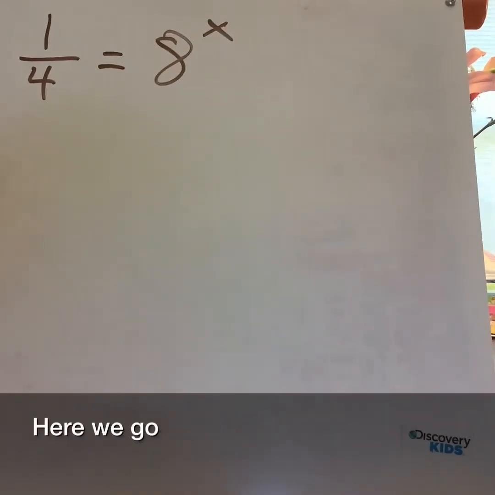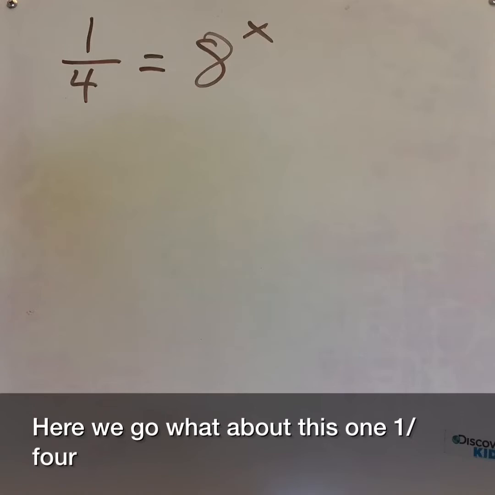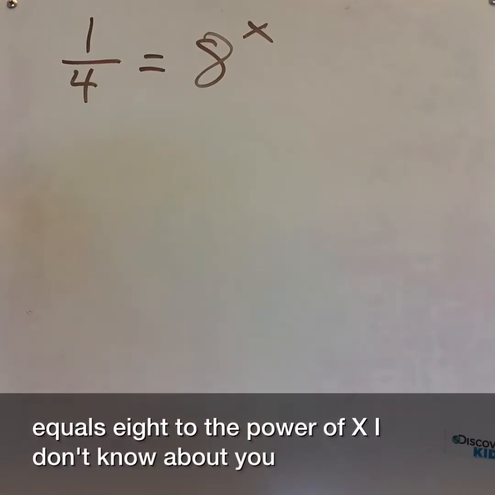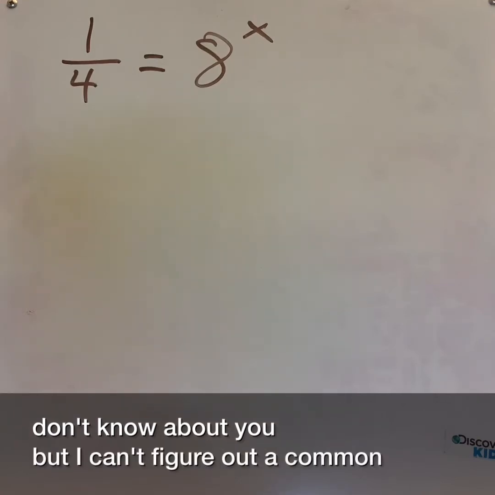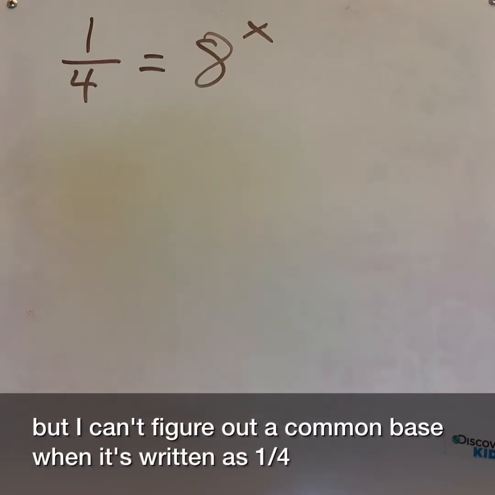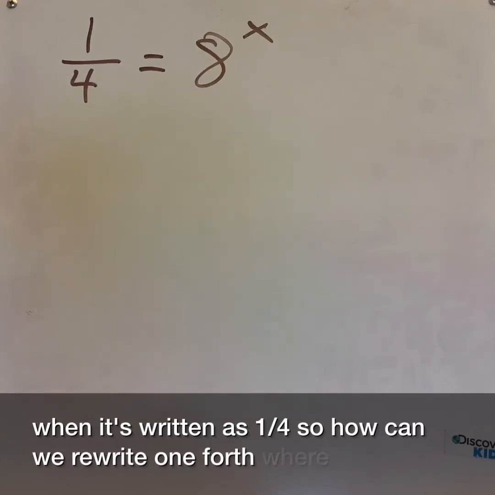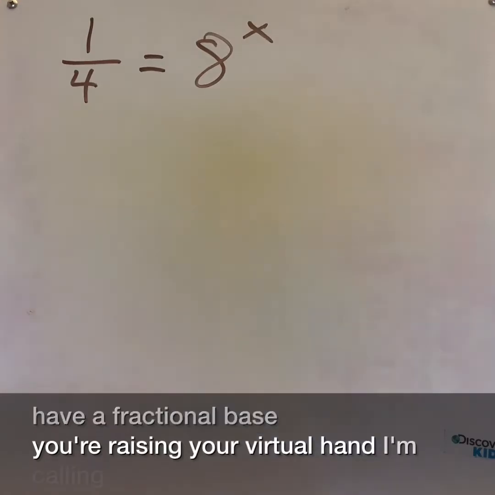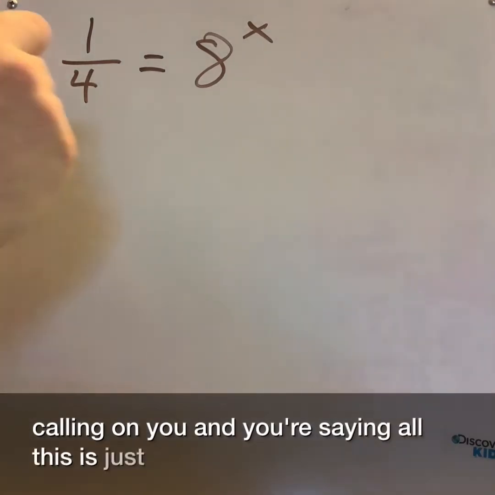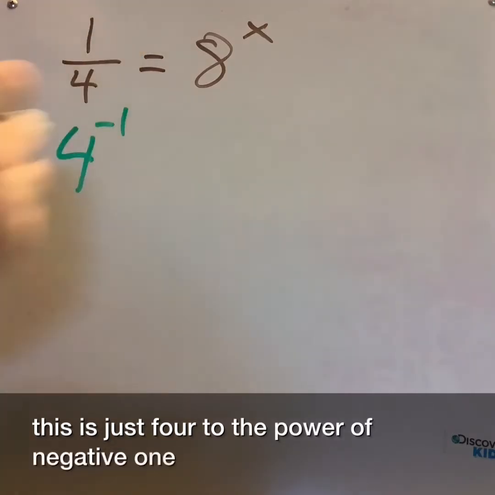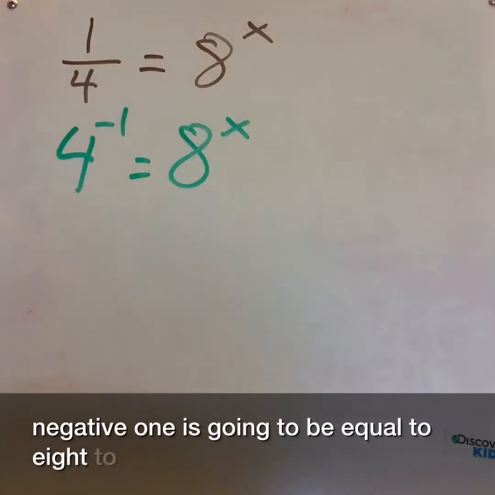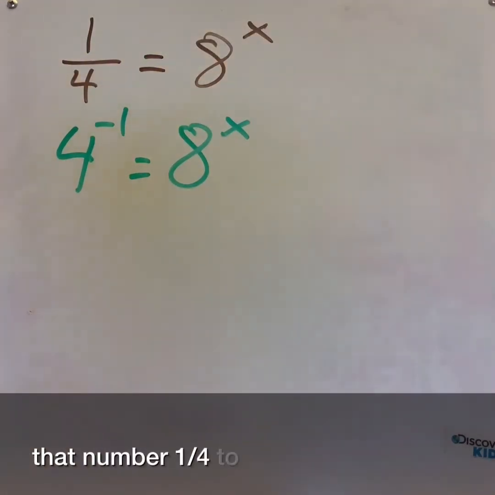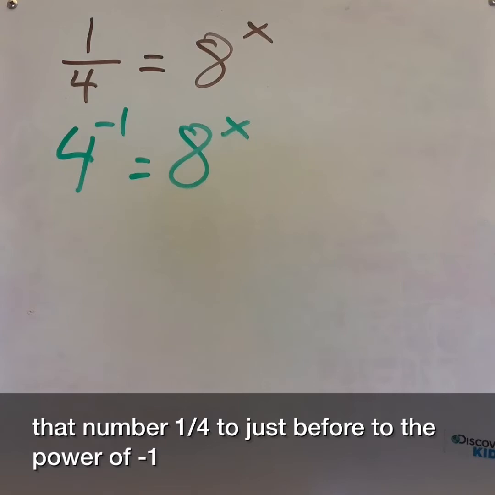Here we go. What about this one? 1 over 4 equals 8 to the power of x. Now, I don't know about you, but I can't figure out a common base when it's written as 1/4. So how can we rewrite 1/4 where we do not have a fractional base? You're raising your virtual hand, I'm calling on you, and you're saying, oh, this is just 4 to the power of negative 1, equal to 8 to the x. Yeah, we can rewrite that number 1/4 to just be 4 to the power of negative 1.